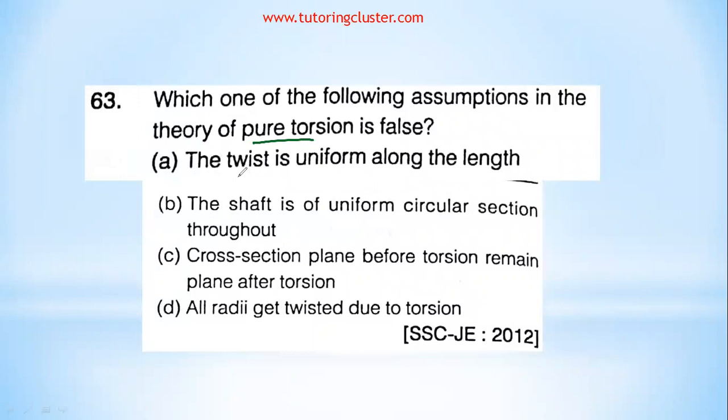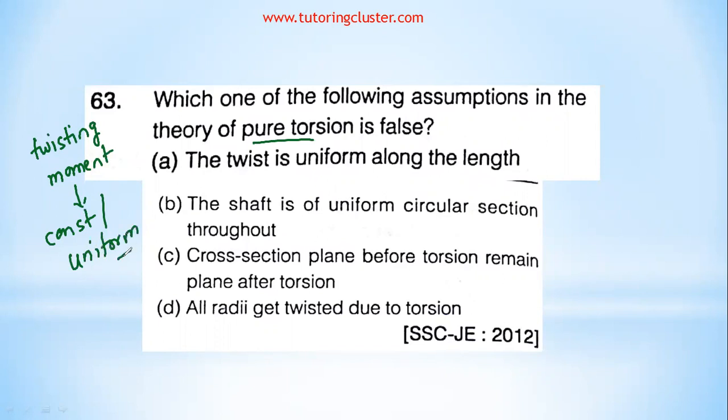Okay, now see, a member is said to be in pure torsion if it is subjected to twisting couple in such a way that the magnitude of twisting moment remains constant. Magnitude of twisting moment, it should remain constant. So twisting moment should be constant, or you can say it should be uniform. So let us check the answers.